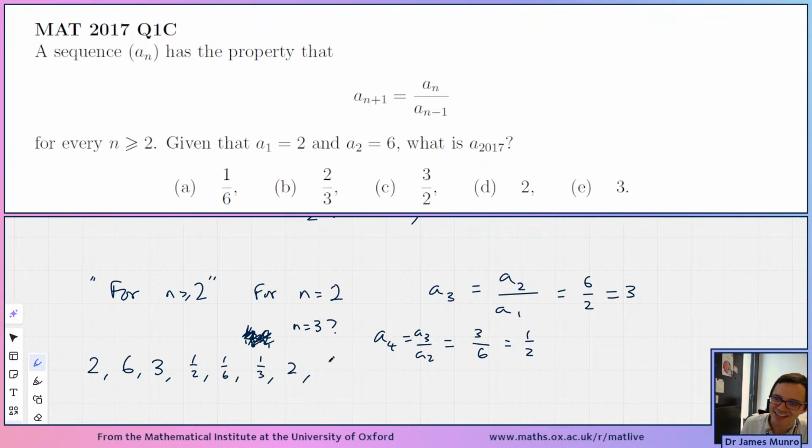2 divided by a third is 6. 6 divided by 2 is 3. 3 divided by 6 is 1/2. Yeah. Ooh. Yeah. Or you can substitute.